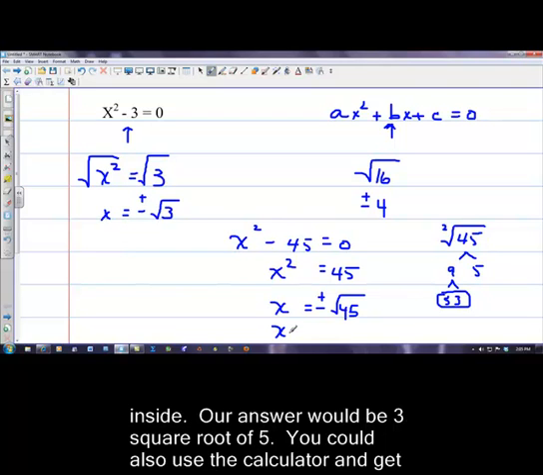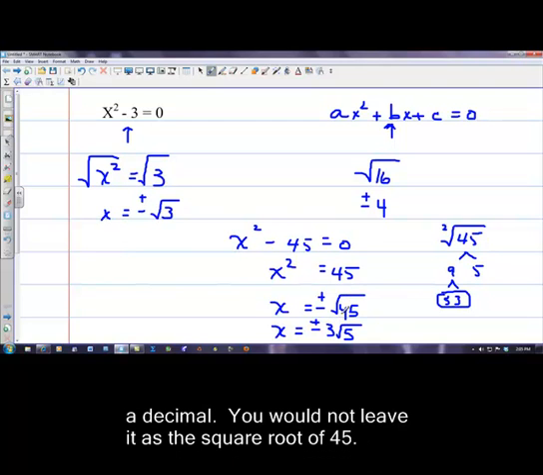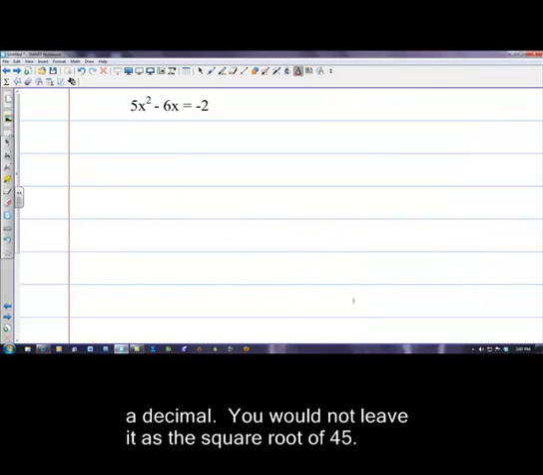So the final answer for this one is actually plus and minus 3 square root of 5. You could also use your calculator and punch in the square root of 45 and get a decimal for that answer, but you would not leave the answer as the square root of 45.